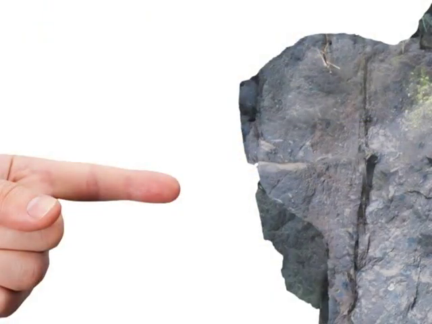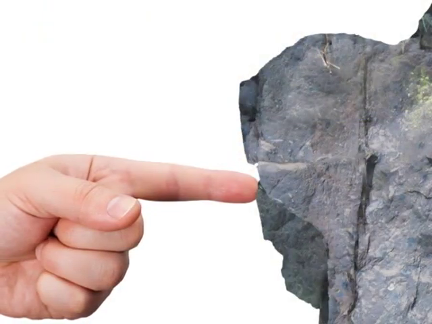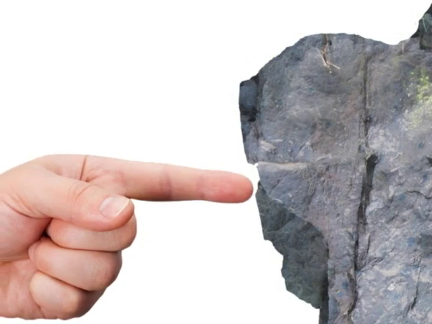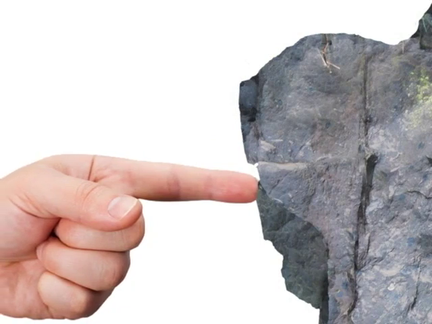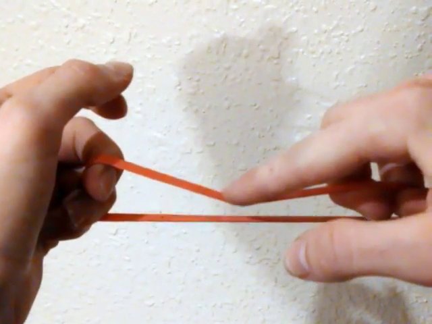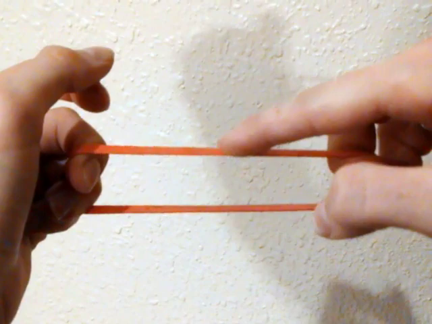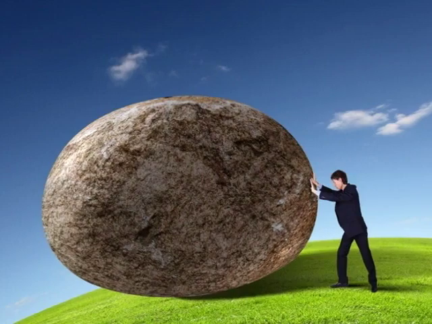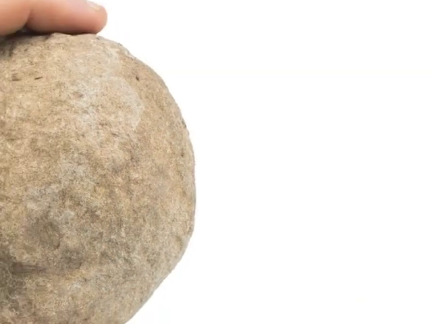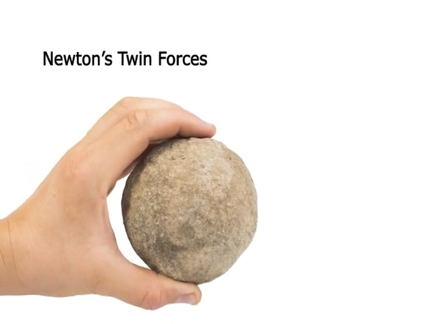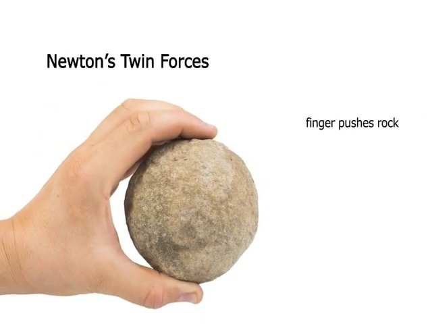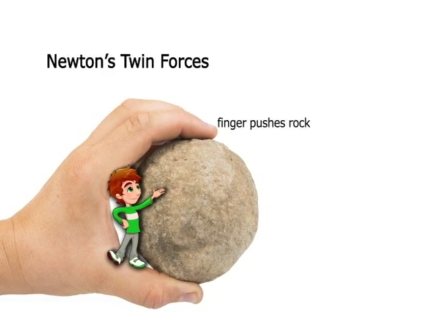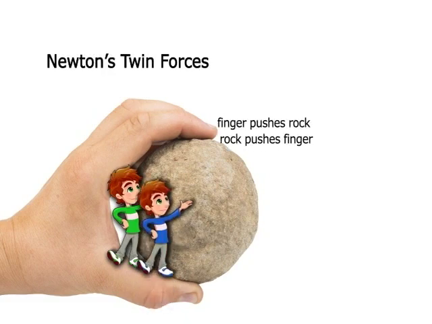Your finger presses a rock which feels very solid. What you are feeling is the strong atomic structure of granite, but it only gives in a tiny bit, like an elastic rubber band, and then you begin to feel the rock refuse to give, and you start feeling the rock as its electromagnetic structure pushes back. Newton's twin forces. The finger pushes on the rock, and naturally, the rock pushes back on the finger. The twin forces are often called force pairs.